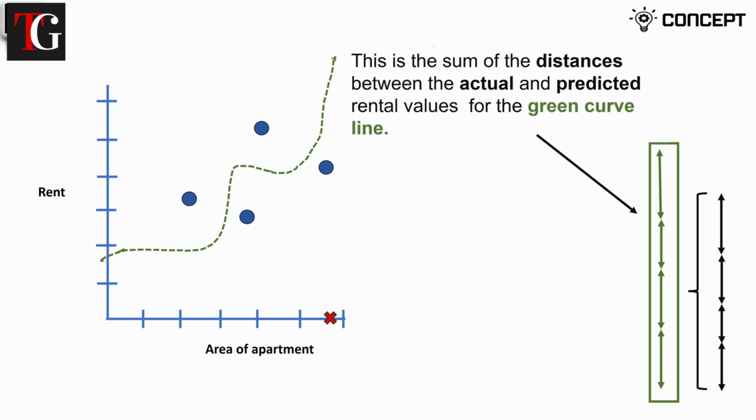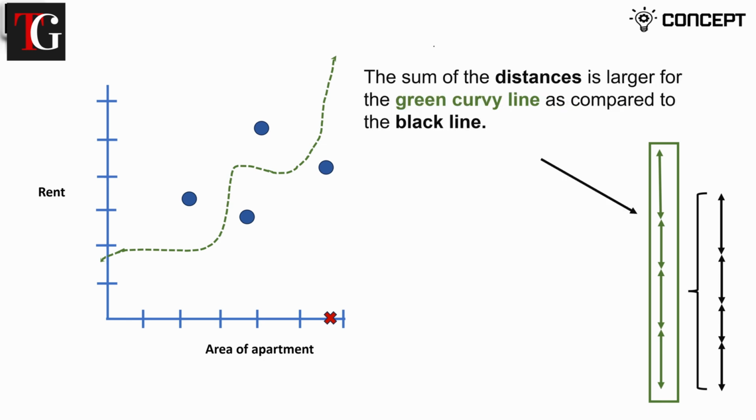This is the sum of the distances between the actual and the predicted value if we make use of the green curve as our predictor function. So here we have seen that the sum of the distances is larger if we make use of the green line as a predictor function as compared to the black line.